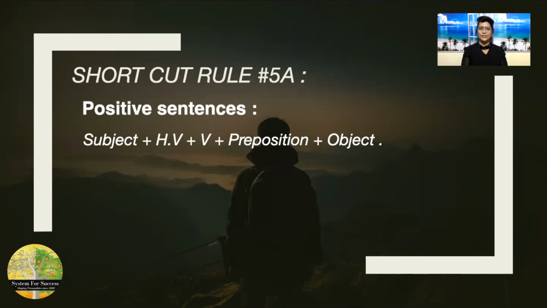verb. If it is present tense, is, am, are, was, were. Fine. Sorry, present है तो is, am, are, past है तो was, were, future है तो will be, shall be. Then first form of the verb, preposition and object. Once again, first of all subject, then helping verb, then verb, preposition and object.